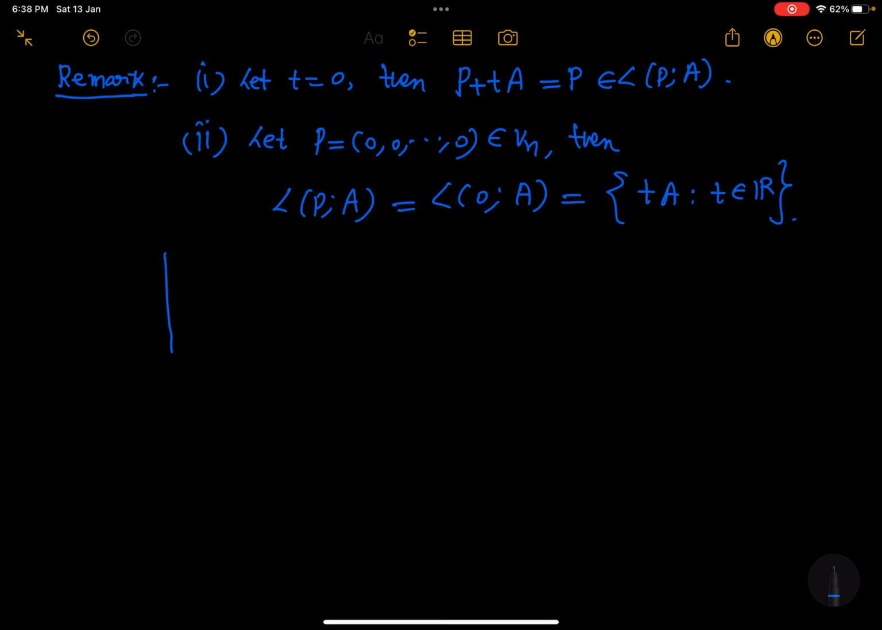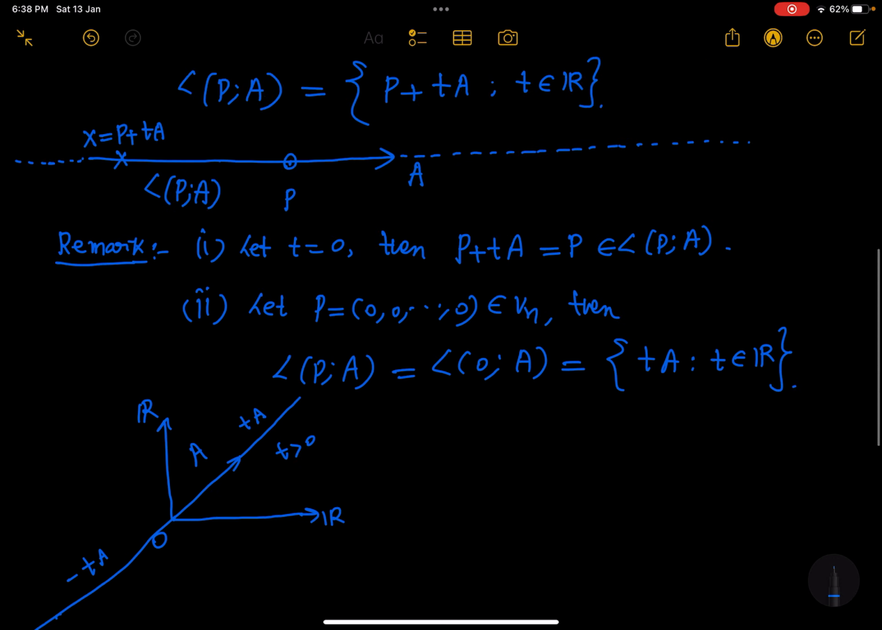So if you consider R2, if this is the origin, and this is some vector capital A, then the line will be exactly this. You just stretch it along both sides in an infinite way. So this is tA, or this is also tA, whether t is negative or, let's say, positive. This is your R2 plane. Similar phenomena can be understood in higher dimensions as a line through the origin along some direction capital A.